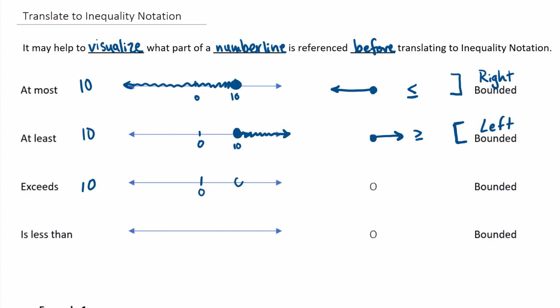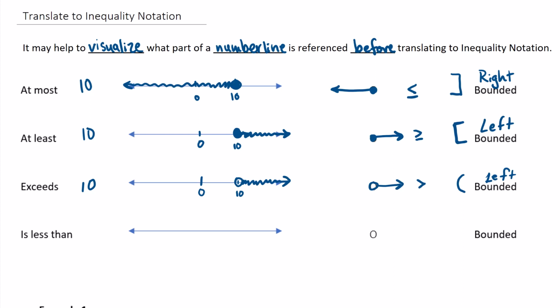If we say exceeds 10, this means that you can go to the right of 10, but you cannot include the actual value at 10. So that's what exceeds means. It can't be equal to, it must exceed it or be greater than it. This would be an open dot at 10, but with an arrow pointing to the right. This would be similar to an inequality opening to the right, but without the equal to line. We also say that this is left bounded, but instead of a bracket we use a parenthesis because we do not include the endpoint.